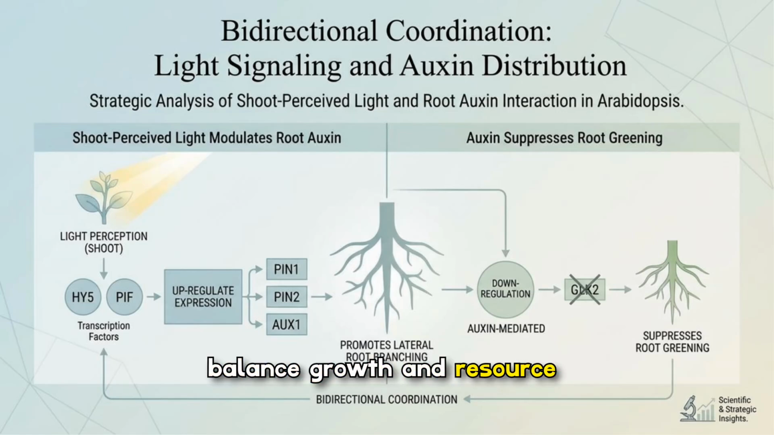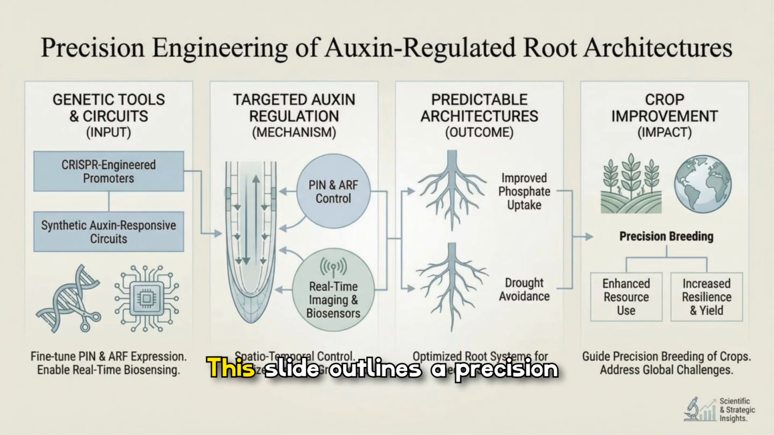growth and resource allocation. This slide outlines a precision engineering pipeline for auxin-regulated root architectures using genetic tools and synthetic circuits. By combining CRISPR promoters, auxin-responsive devices, PIN and ARF control, and real-time biosensing, we can achieve spatiotemporal control of hormone gradients, produce predictable root systems optimized for stressors, and guide breeding strategies to improve phosphate uptake and drought avoidance.